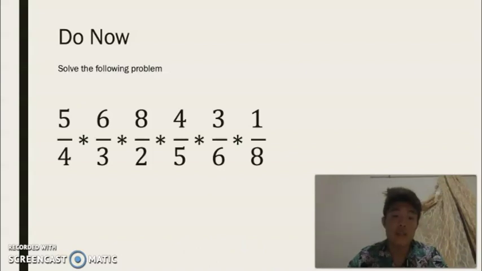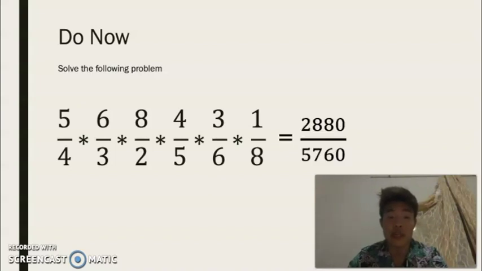Now, one of the first ways we can solve this problem is just by multiplying the numerators and then dividing by the product of the denominators. So we can do 5 multiplied by 6 multiplied by 8 times 4 times 3 times 1 divided by 4 multiplied by 3 multiplied by 2 multiplied by 5 multiplied by 6 multiplied by 8. Now, if you do this, you will get 2,880 divided by 5,760, which can be simplified to 1/2. Now, although that is possible to do, there is a much simpler way to figure out this problem.